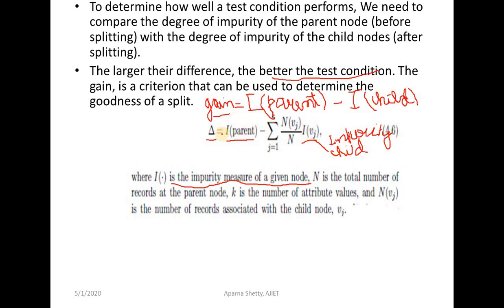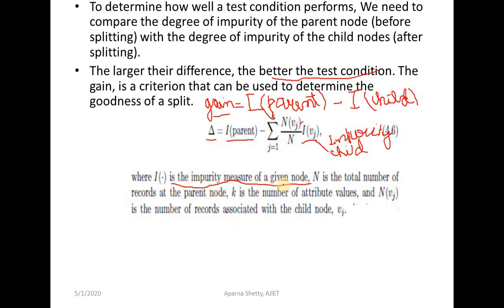So this is the impurity of the parent, this is the impurity of the child. Now n of Vj is the number of records associated with the child node divided by the total number of records. This is how we calculate the gain. Gain is equal to impurity of the parent minus the summation of j equals 1 to k of n of Vj divided by n, times I of Vj. This is the formula used to calculate the gain.